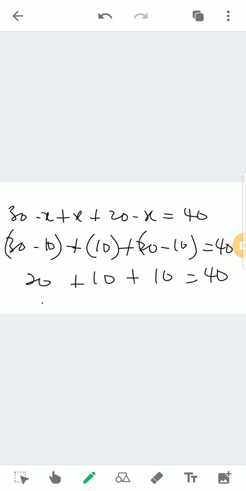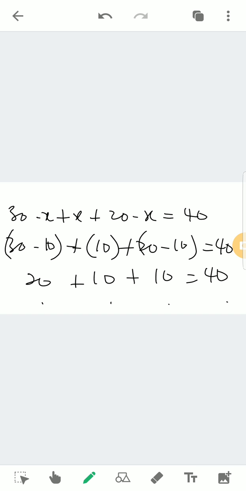30 minus 10 is 20. Then 10 plus 20 minus 10 is 10. All should be equal to 40. Okay? So that is a proof which we do aside. It's not part of the work. You have solved it. Now, I believe you have understood the concept.